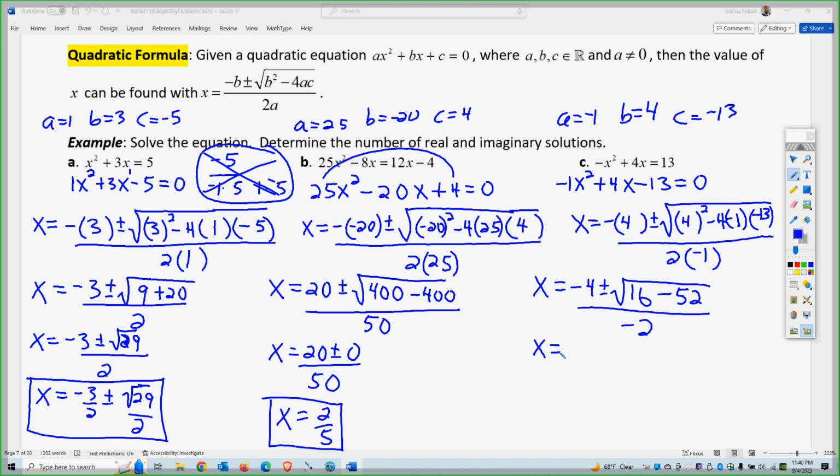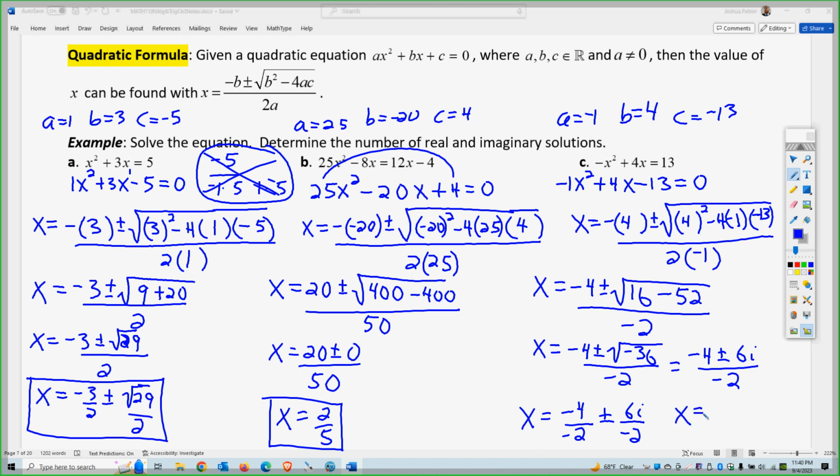So x is equal to -4 plus or minus the square root of, so 16 minus 52 would be what, -36, over -2. So that gives me -4 plus or minus 6i over -2. So x is equal to -4 over -2 plus or minus 6i over -2, which is not the final answer. The final answer is actually x is equal to, so 4 divided by 2 is 2, plus or minus 6 divided by 2 is 3, so 3i.